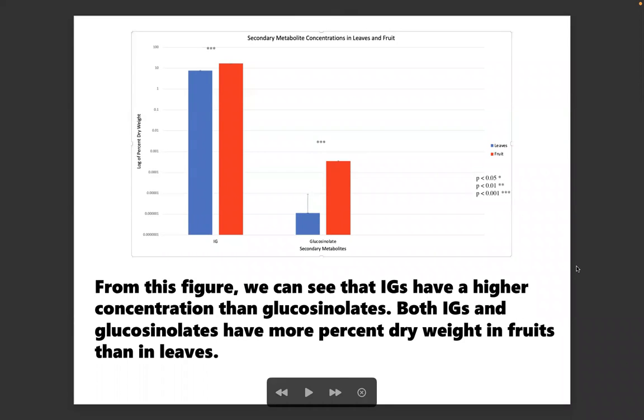And from this figure, we can see that iridoid glycosides have a higher concentration than glucosinolates. Both iridoid glycosides and glucosinolates have more percent dry weight in fruits than in leaves. So this is my end result that I gathered from data and calculations, and I had to scale my graph to a log scale so everything could fit and it could make more sense. And we can also see that there is statistical significance.